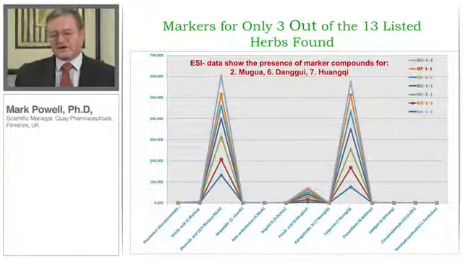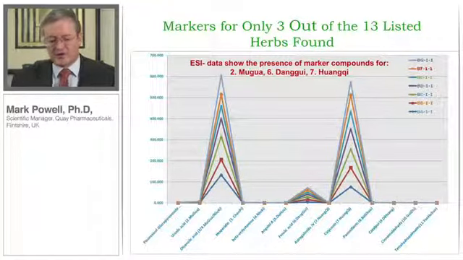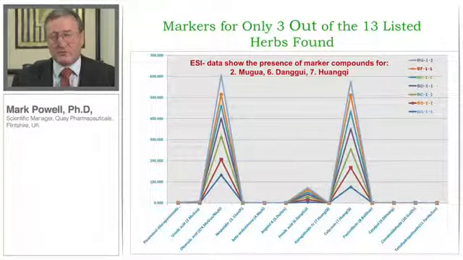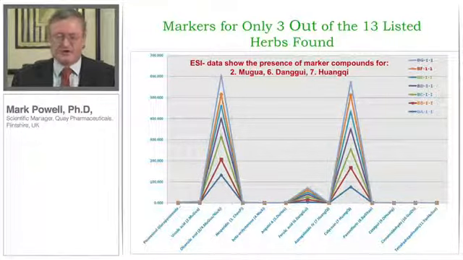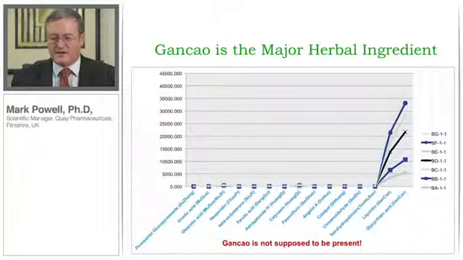So let's go back to the slide that we saw earlier, where we're looking at the amount of the marker compounds present in the individual herbal capsule batches, and now let's superimpose on that slide the data from gan cow. And you can see that the contribution from gan cow dwarfs everything else. So it's a reasonable conclusion that the only herbal medicine that's present in any appreciable amounts in this sample is licorice root, which of course is not on the list of ingredients that's supposed to be present.